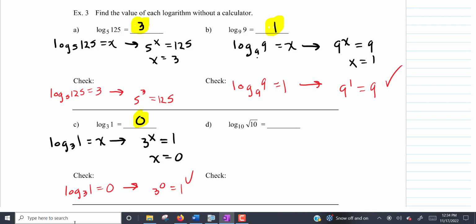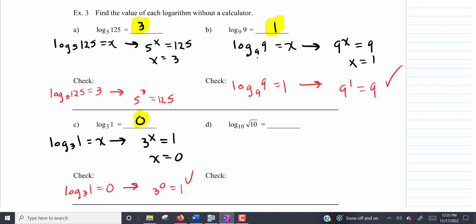Okay, all right. And see, what you want to learn to do as a student is you don't want to have to do this unless you need to. I just think to myself, what do I raise 3 to get 1? I do that in my head. What do I raise 5 to get 125? What do I raise 9 to get 9? That's what a logarithm is. It's another way of writing an exponent.